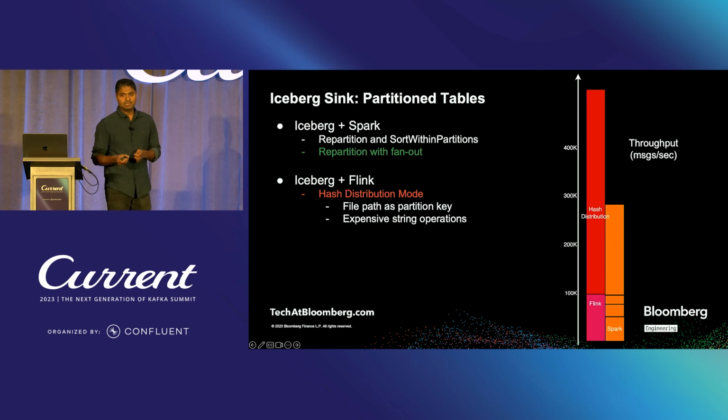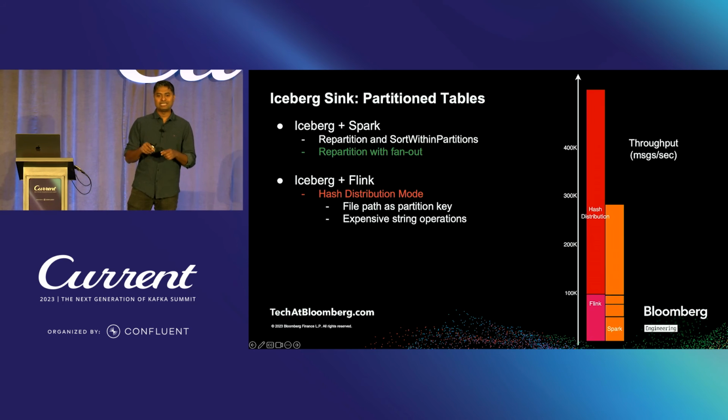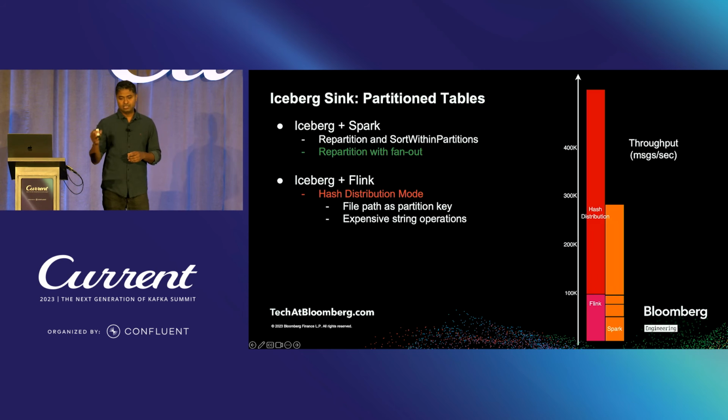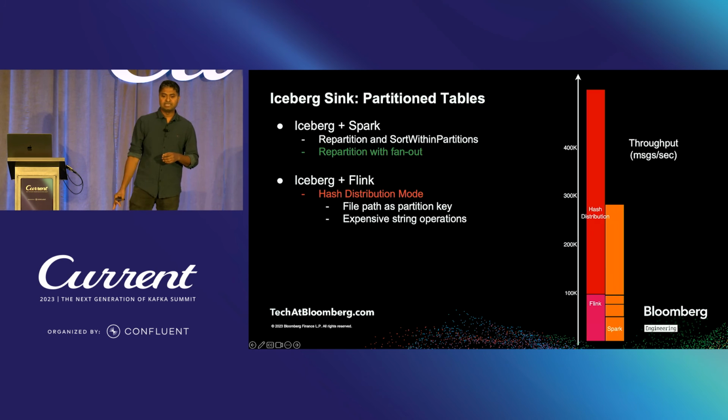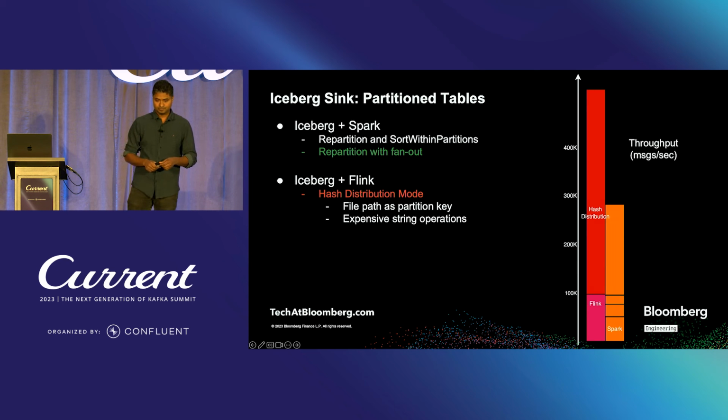We discovered that Iceberg Flink takes a huge hit when hash distribution mode is enabled. As you can see on the right side, the performance drops significantly with this. Surprisingly, Spark works just as before, even with repartition mode enabled and writing to partitioned Iceberg tables.